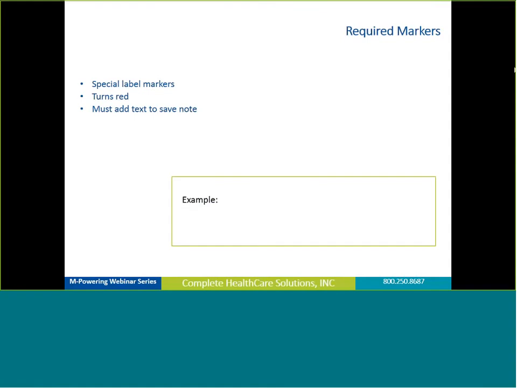Required markers, these again are made up from label markers. This marker will turn red when it's in a note, and it will force the user to answer the question or put permanent black text to the right of the label marker inside of the note. You'll see in this example that the label marker is in the middle of the sentence, requiring us to choose an option for how or from where the patient is excused from.